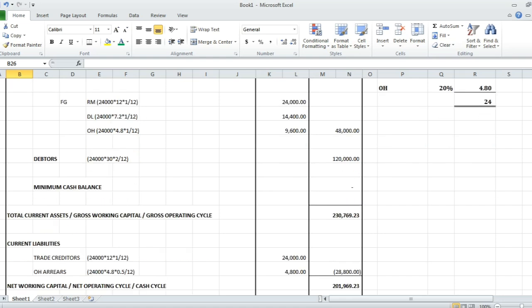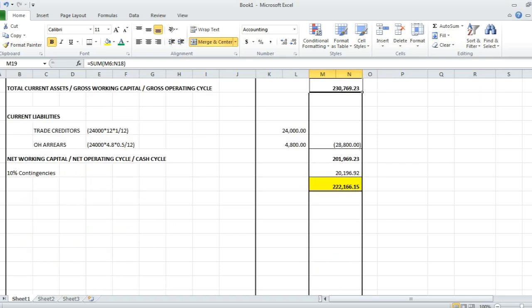And the debtors value: 24,000 production units, 30 rupees selling price per unit, 2 months credit period. So the value of the debtors is 120,000. Minimum cash balance: in the question there is no cash balance, so 0. So total current assets, so total gross working capital, gross operating cycle is 230,769 rupees 23 cents.